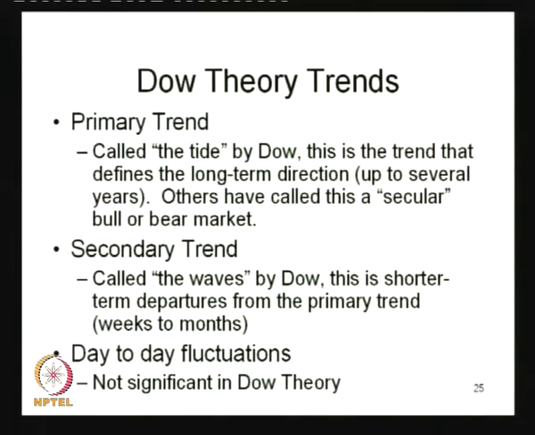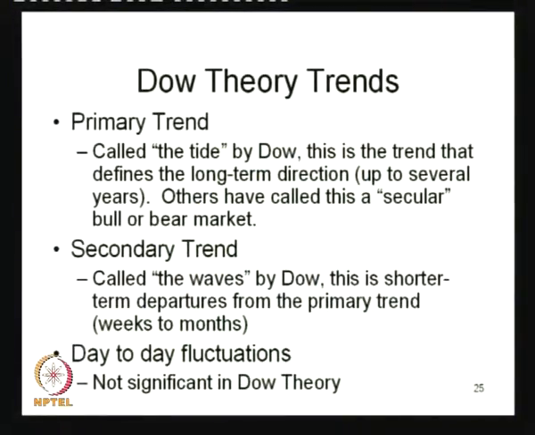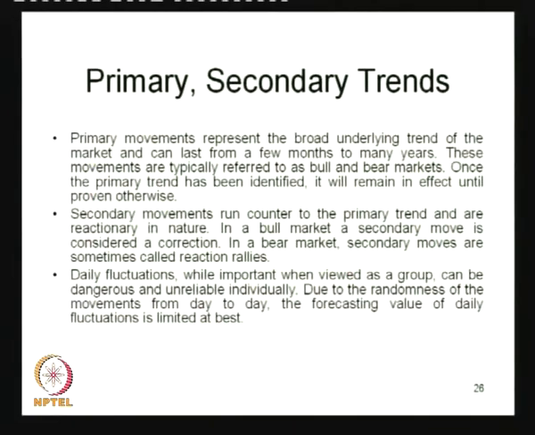So, Dow theory basically talks about the price fluctuations of a particular stock up to the month. It can start from a year-wise analysis and it can go down to weeks or months. The primary movements, according to Dow, represent the broad underlying trend of the market and can last from a few months to many years. These movements are typically referred to as bull or bear markets.